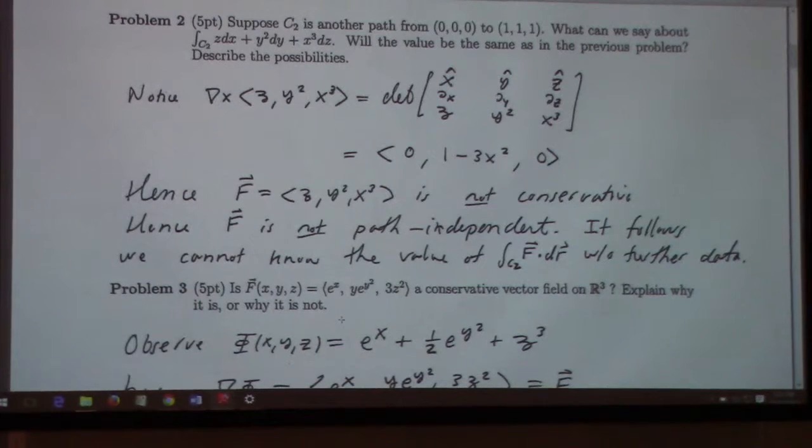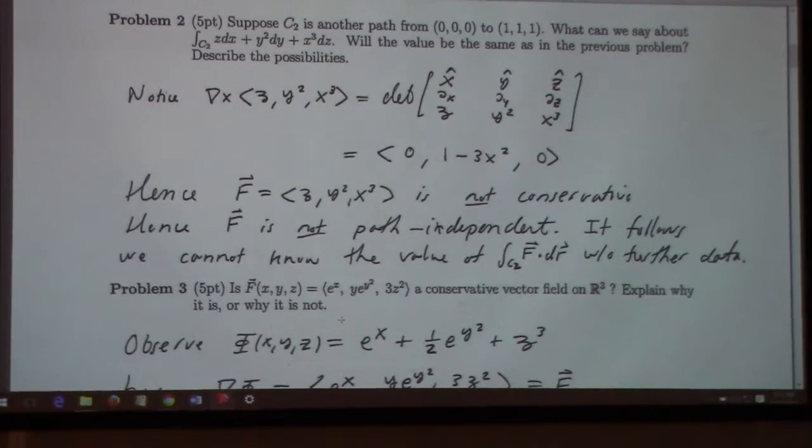Check it out. I just calculated that. Great. The curl is non-zero, right? So f is not path independent. It follows that the value of the line integral along a different path could be different. It could be the same. I don't know. I can't say much more, right?